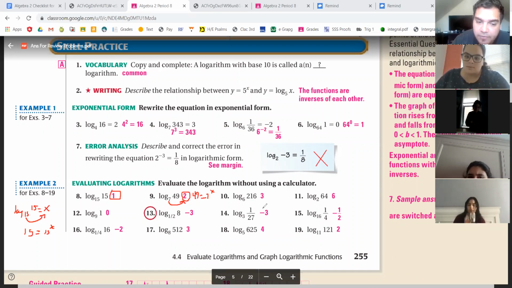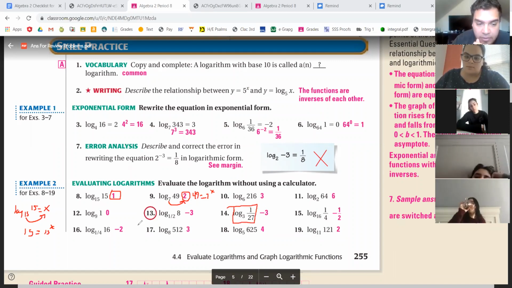Remember, a negative exponent, move it down. So if you see a fraction like this, that's a big hint that you're going to get a negative answer. Or you see a fraction right here, that's a big hint you're going to get a negative fraction. But I have to be very honest, I'm probably not going to give you fraction ones, so don't sweat those. Focus more on the whole number ones. Okay?